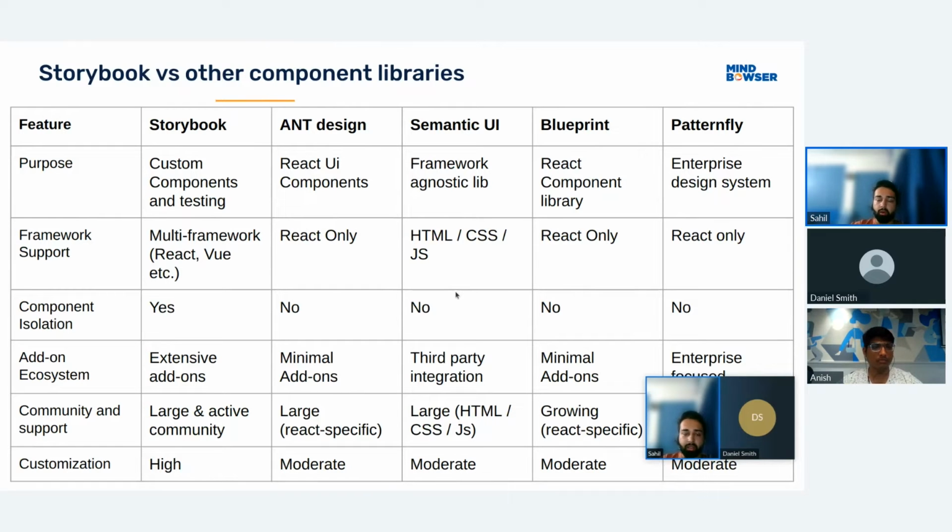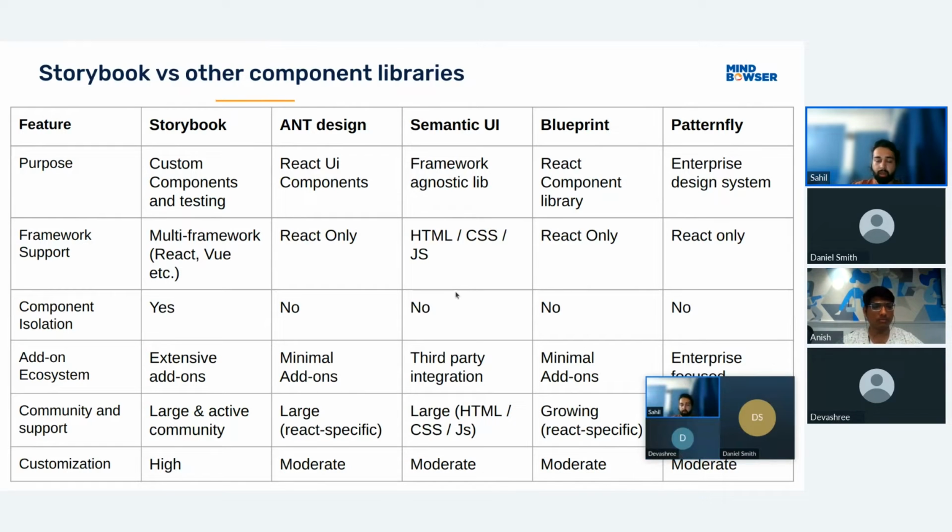Community and support. We went through the community ecosystem of Storybook, as it has a large and active community, whereas Ant Design and Semantic UI also have large communities but are mostly focused on their particular frameworks, that is React and HTML, CSS. Blueprint and Patternfly have a growing community yet, and they are also focused on enterprise based and data rich applications.